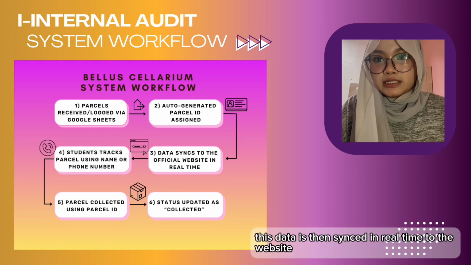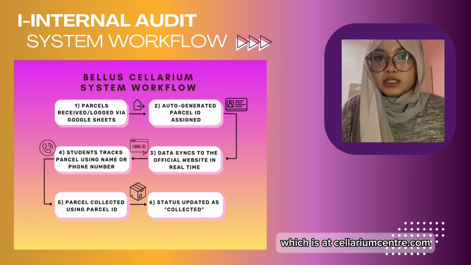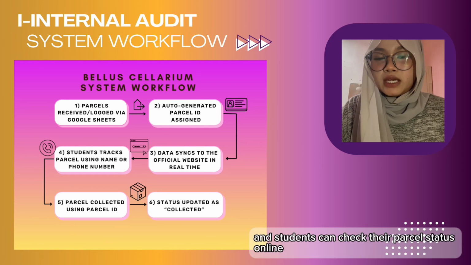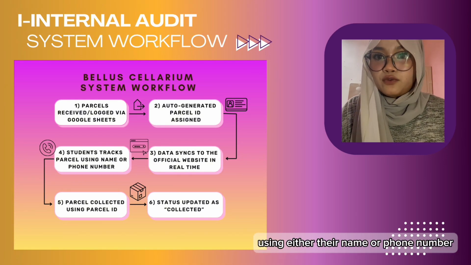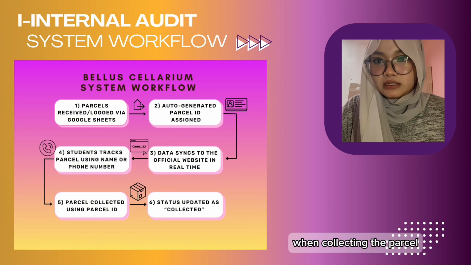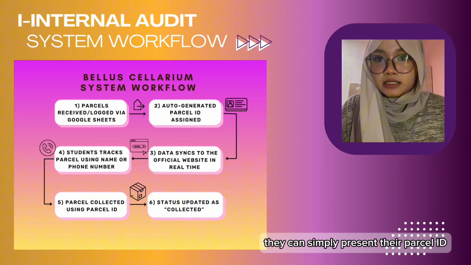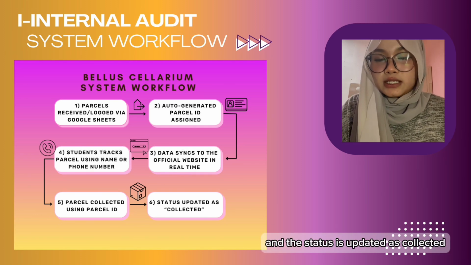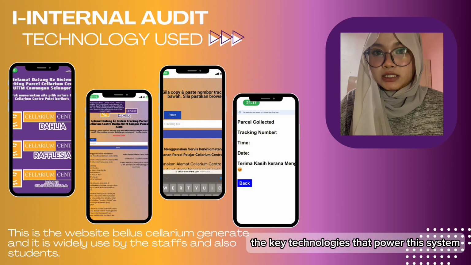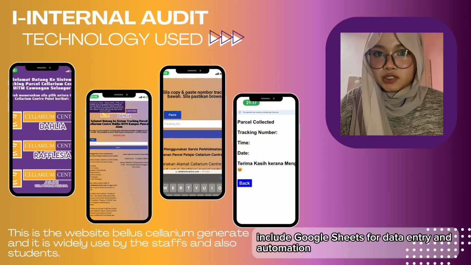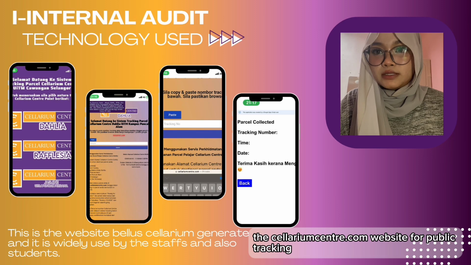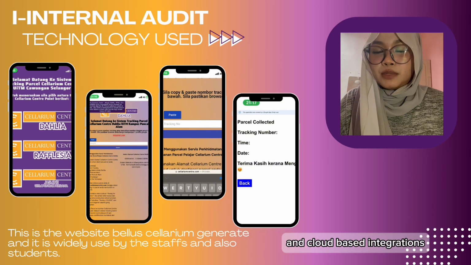This data is then synced in real time to the website, which is at cellariumcenter.com, and students can check their parcel status online using either their name or phone number. When collecting the parcel, they can simply present their parcel ID and the status is updated as collected. The key technologies that power this system include Google Sheets for data entry and automation, the cellariumcenter.com website for public tracking, and cloud-based integrations for real-time data syncing.